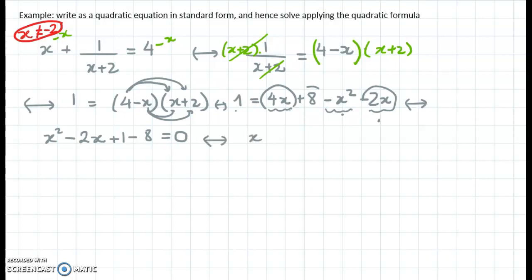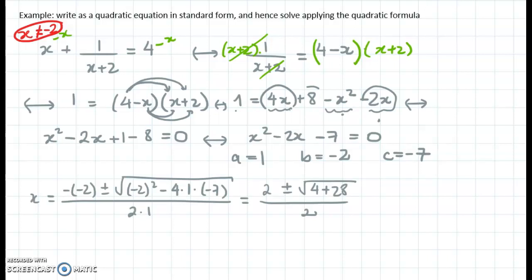So our equation is x squared minus 2x minus 7 is equal to 0. So in this case we have values of a equals 1, b equals minus 2, c equals negative 7. So here you can pause the video and solve the quadratic equation applying the quadratic formula yourself. Let's do the last part together. So we have 2 plus minus square root of 32 divided by 2.